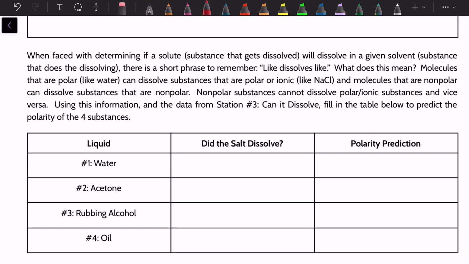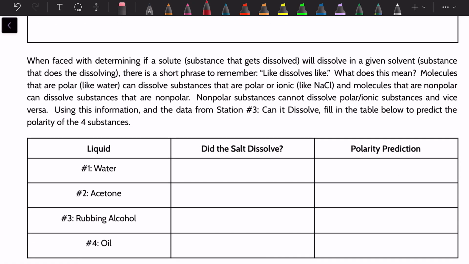And then the last part, where it can be a little bit tricky, read this paragraph and then fill out this chart. So if the salt dissolved, that means one thing, and you're able to predict what the polarity is. So if you're confused on this, read through this paragraph again. Okay, that will help you with whatever you need.